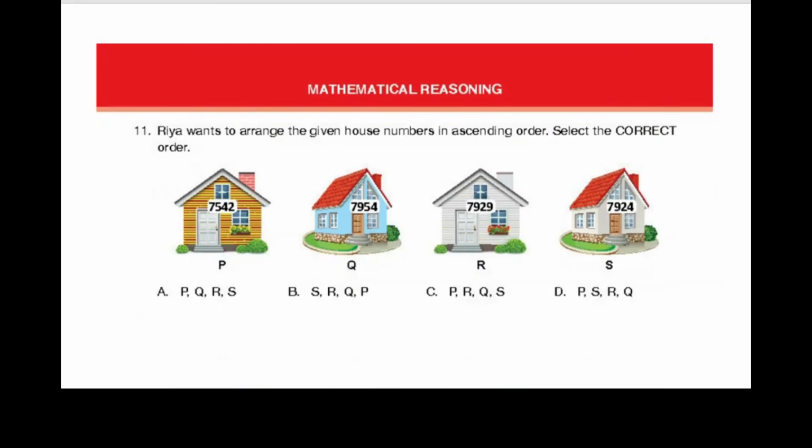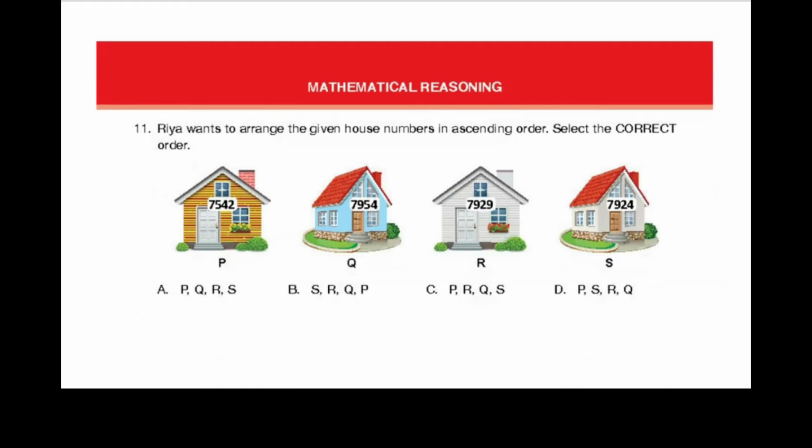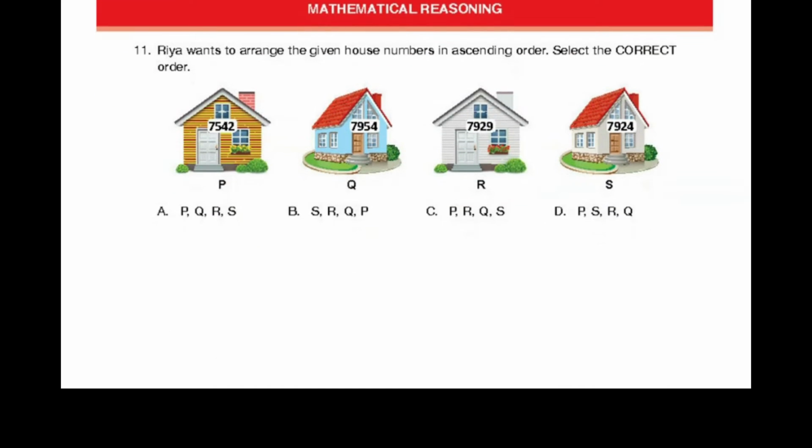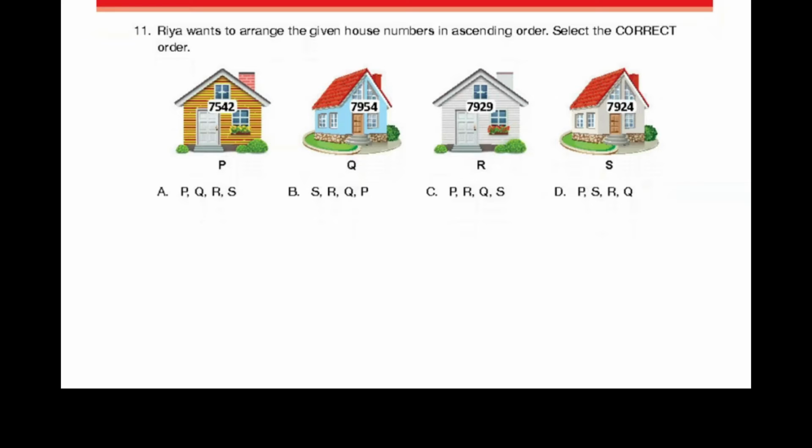Now we'll move on to the mathematical reasoning. So this is the first question we have of mathematical reasoning. Ria wants to arrange the given house numbers in ascending order. Ascending order means smaller to bigger. Let's select the correct order.